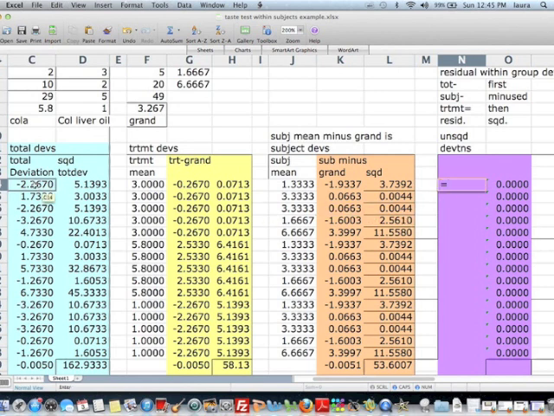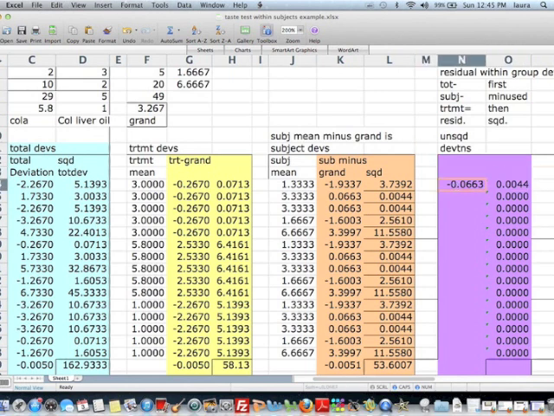So for everybody in the study, I want you to try this. For the first person, it's negative 2.267 and then minus a negative 0.267 and then minus a negative 1.9337. If you did that right, you'll get negative 0.0663. Remember, subtracting a negative is like adding. Then square it and you get 0.0044.